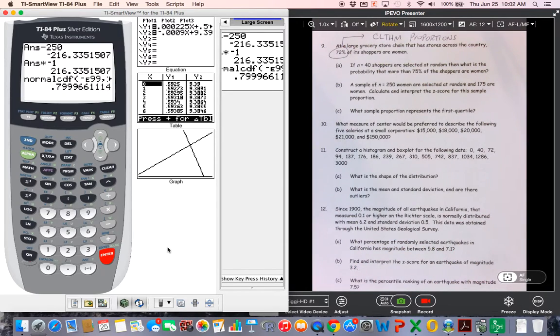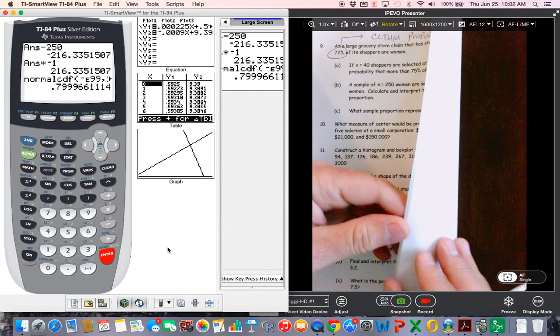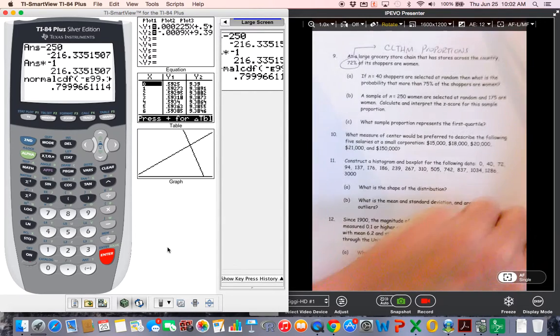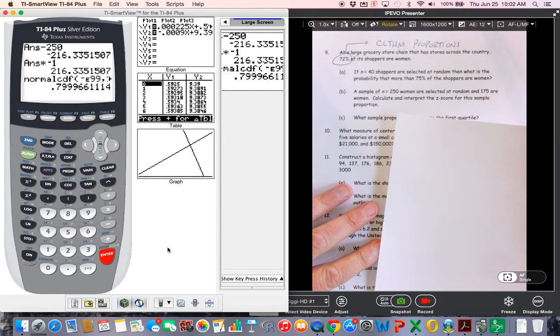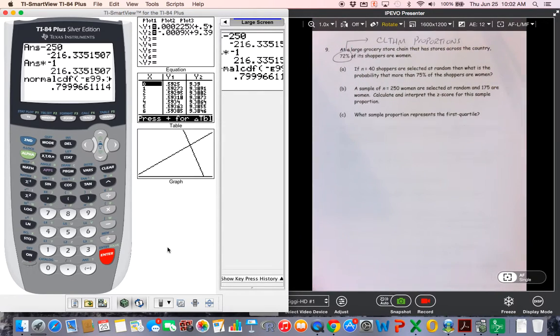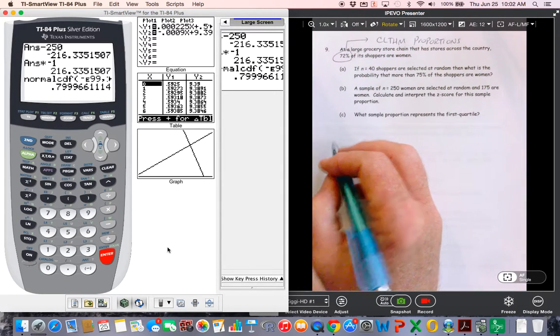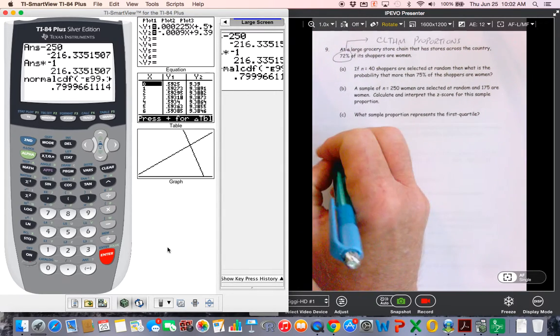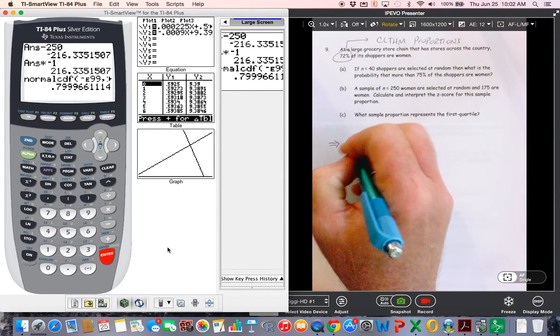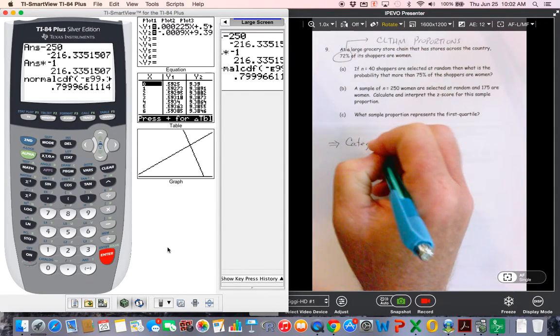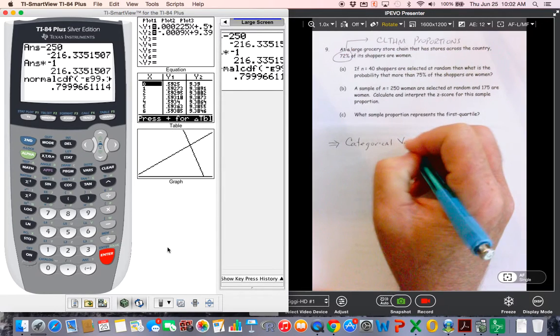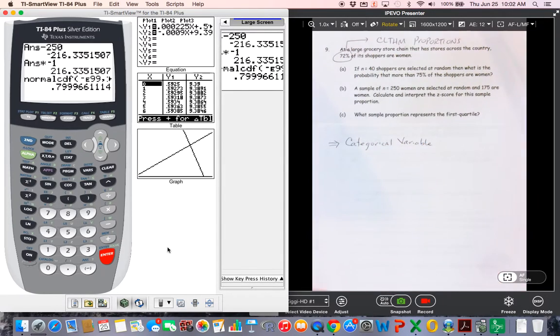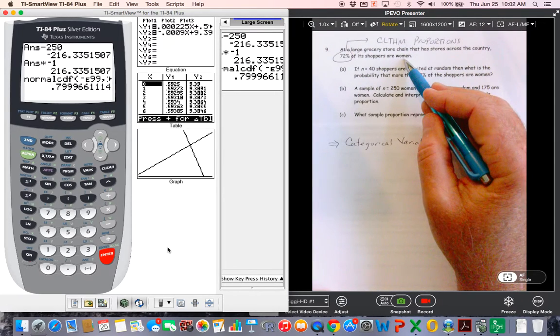So right off the bat with this problem right here, before I even get started, I know that I'm dealing with a categorical variable. Why? Well, it's gender. You're either a woman or you're not a woman. Either a man. Well, I don't know.